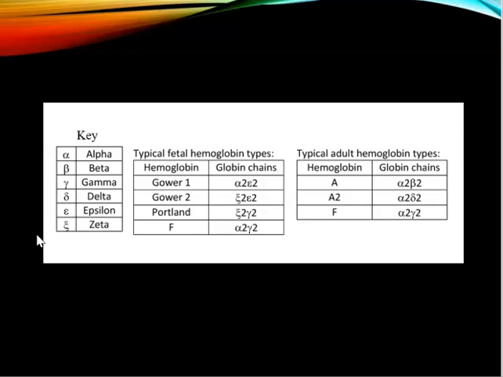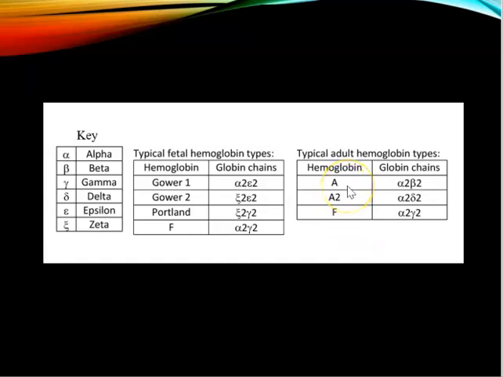The second and third column of the image is covering your fetal hemoglobin types. And again, we're not going to focus on these first 3. We're going to be more concerned with F, and our fourth and fifth columns that contain our adult hemoglobins. And you want to make sure and commit the globin chains that belong to each type of hemoglobin to memory.